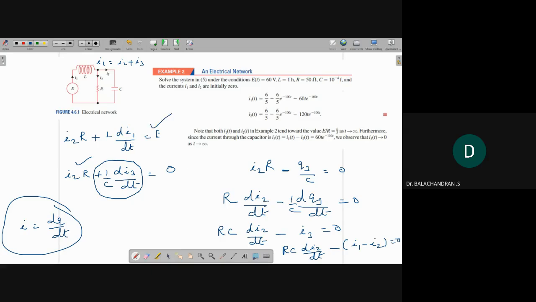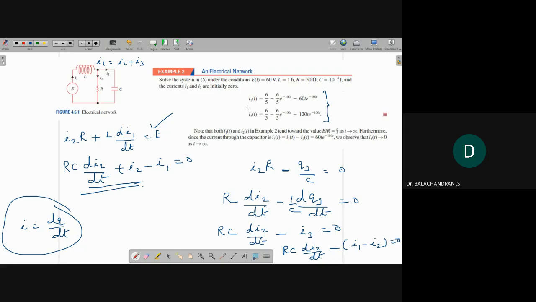Okay, so first equation is this, second equation is RC into di2 by dt plus I2 minus I1 equal to 0. So this is the second equation. Now the problem is, it is given. E, L, R, C are given. So the solution is also directly given. Actually they solved using Laplace transform.